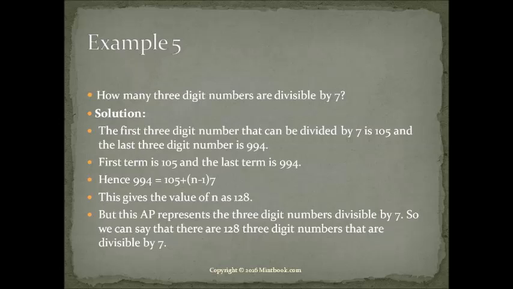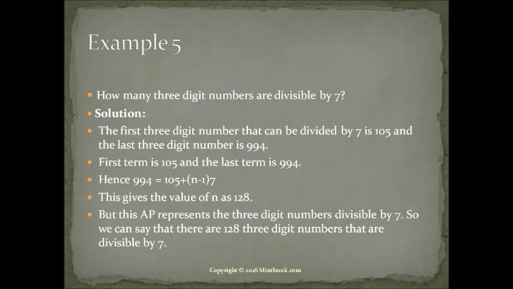We also know that the largest 3-digit number is 999, and you can find that the largest 3-digit number which is divisible by 7 is 994. So if I write down all the numbers which are 3 digits and are divisible by 7, then we will get an arithmetic progression where the first term will be 105 and the last term will be 994.